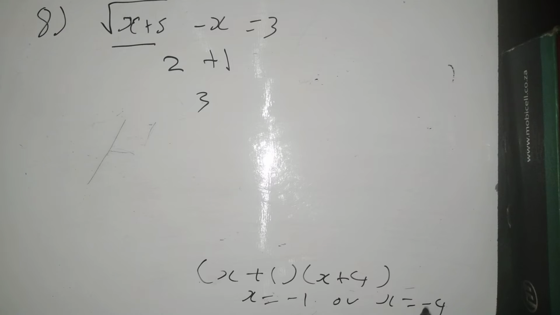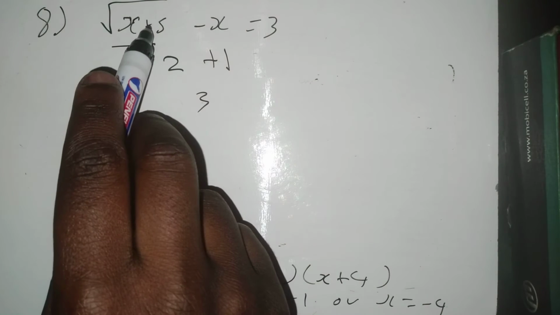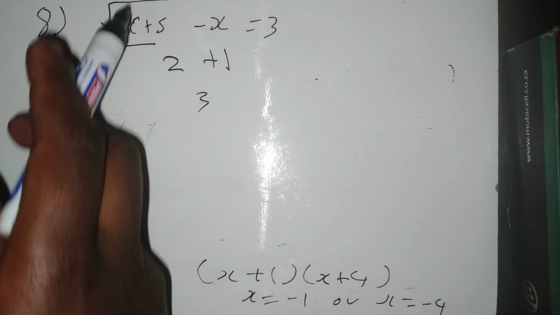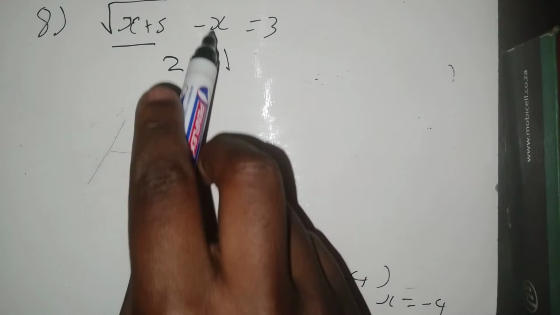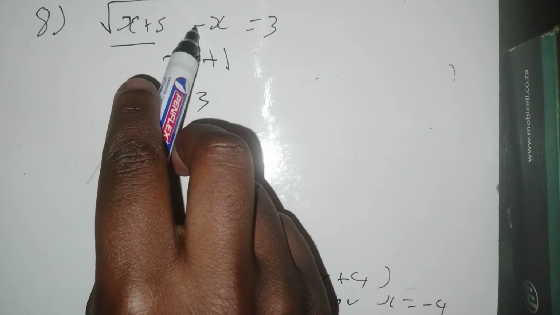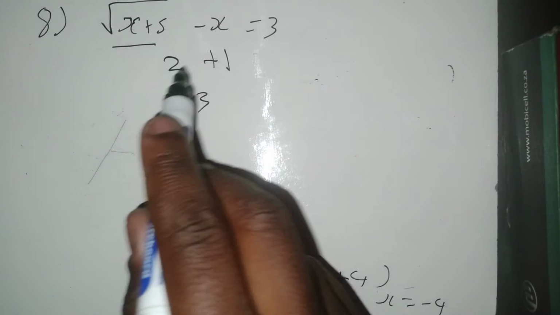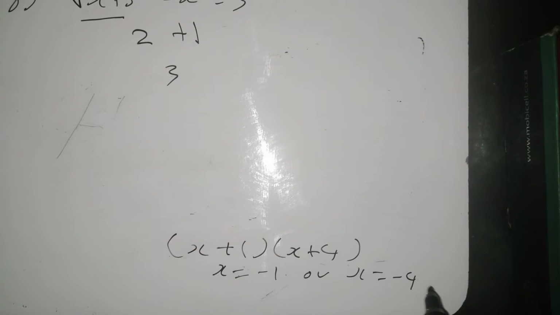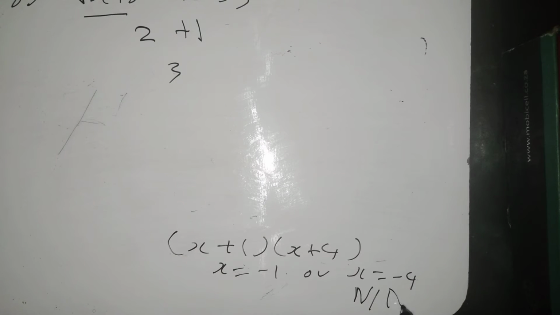Then let's check this one. -4 plus 5 is actually 1. Square root of 1 is 1. Then if I put -4 there, it becomes a plus 4 because of the other negative. So it becomes 1 plus 4, which is 5. Wow, so this one is not applicable. So you just say not applicable.